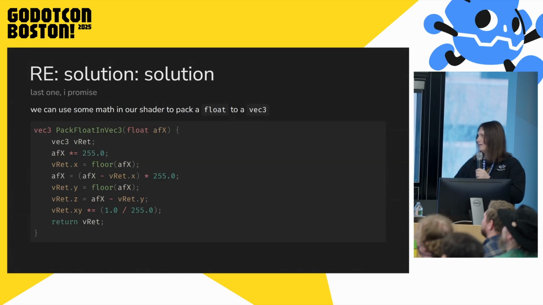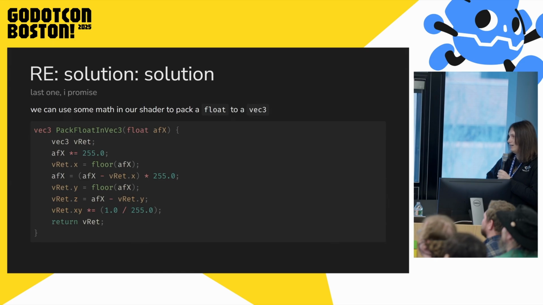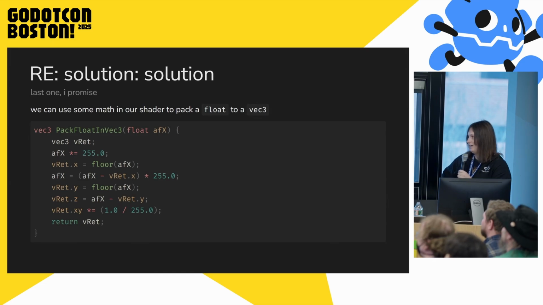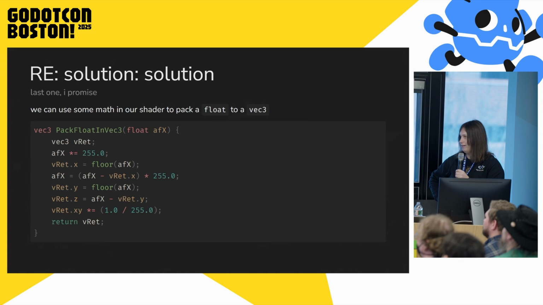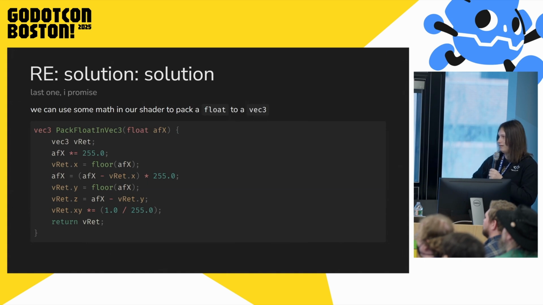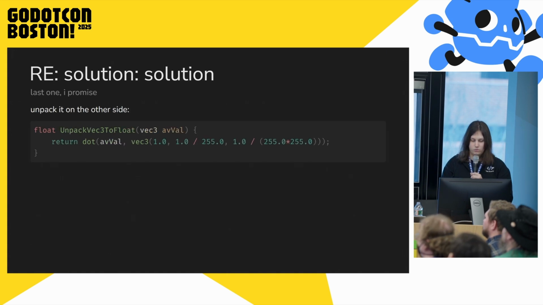So we have some code. This is another shader. It's not that scary. It looks kind of scary. Basically, all this does is you give it a float that's 32 bits and it splits it into chunks and then puts it into a vec3. And then later, we just need to do the opposite of that. And you can kind of abuse the dot product to do the math for you, which is a neat trick.